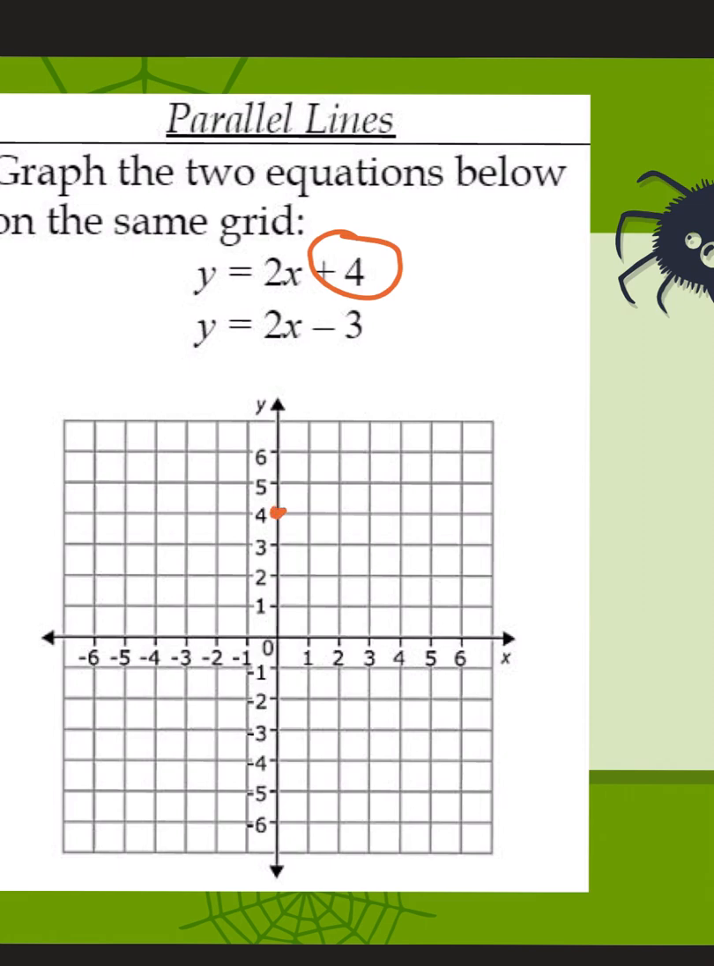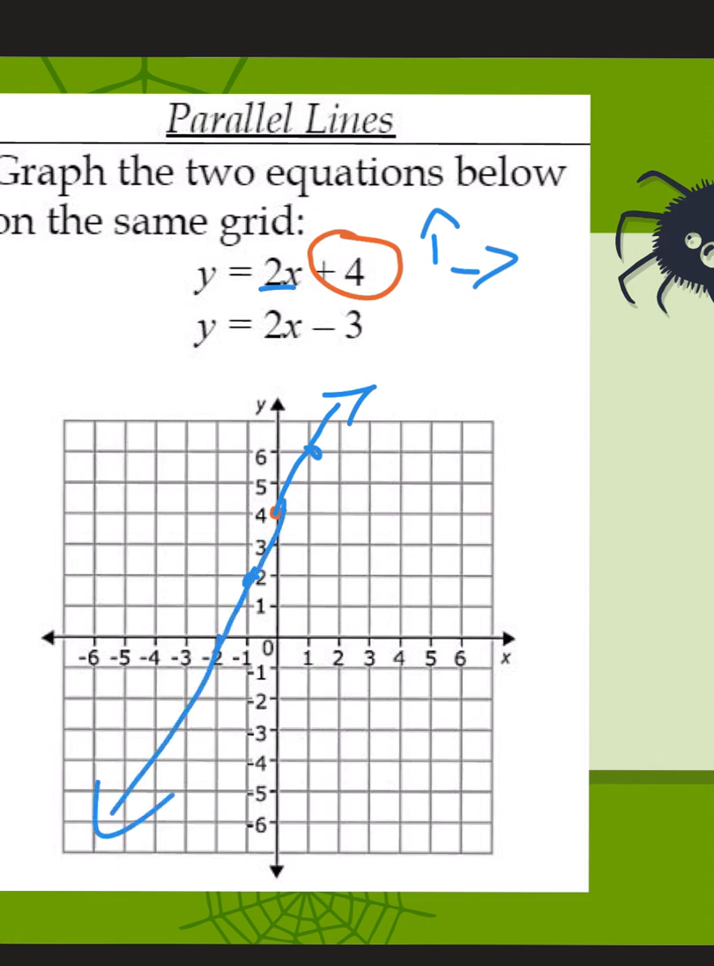Our slope is 2. So because our slope is 2, we're going to go up 2, right 1. And we're going to connect those two dots. Now to go the opposite direction, instead of going up and to the right, I'm going to go down and to the left. Good. And then connect your dots.